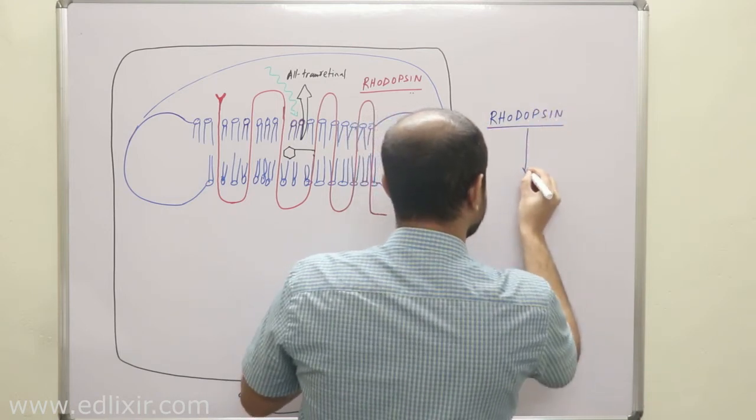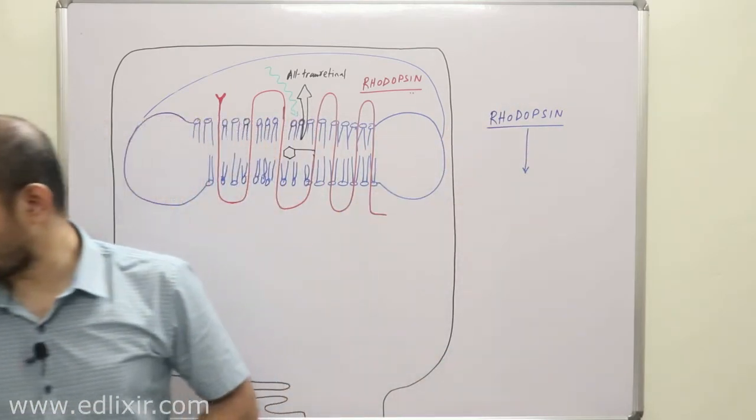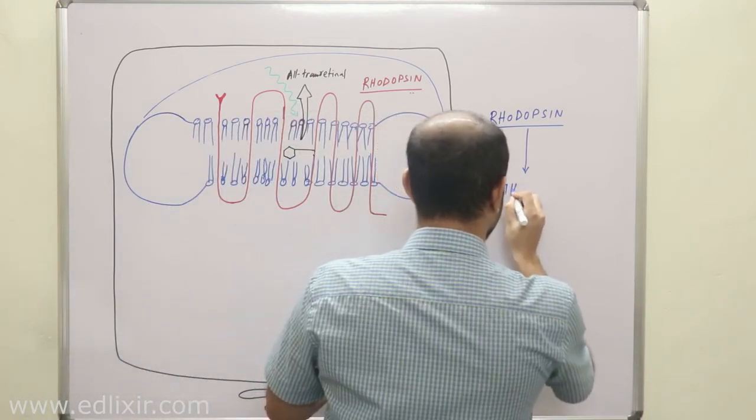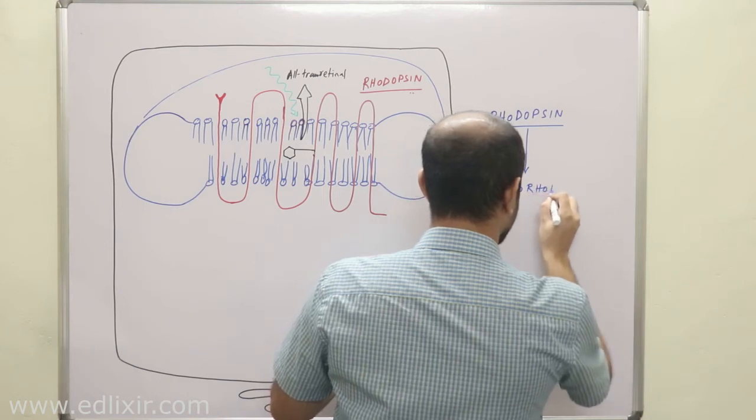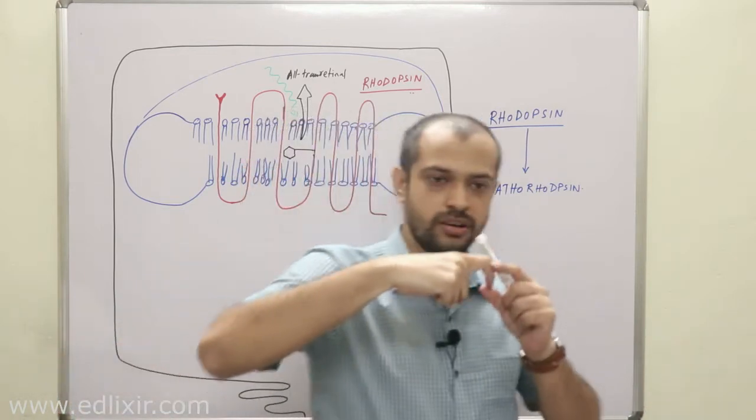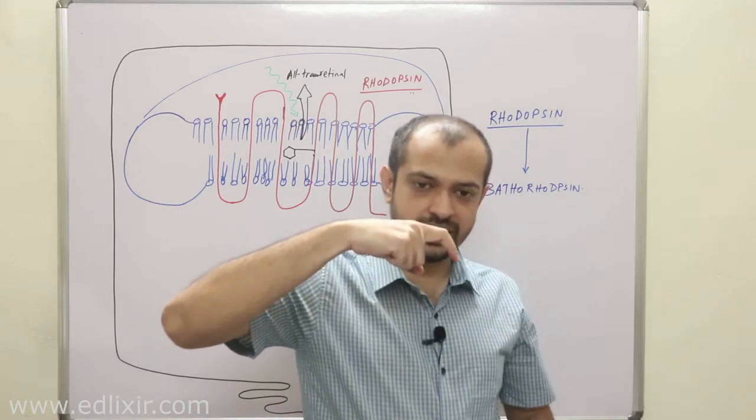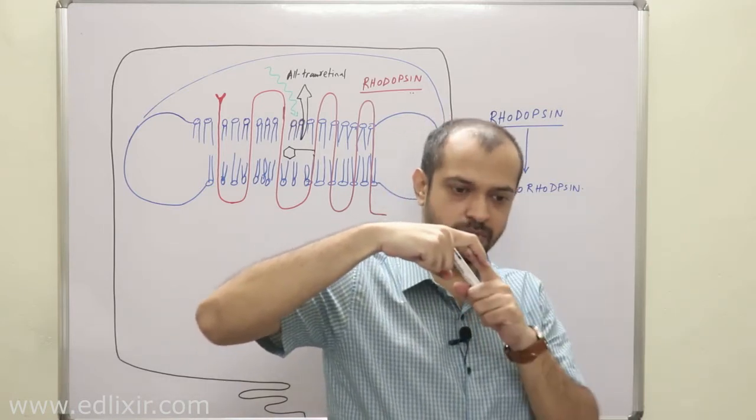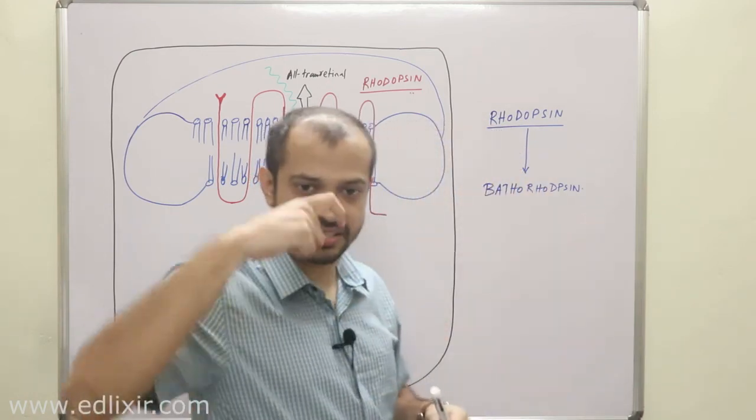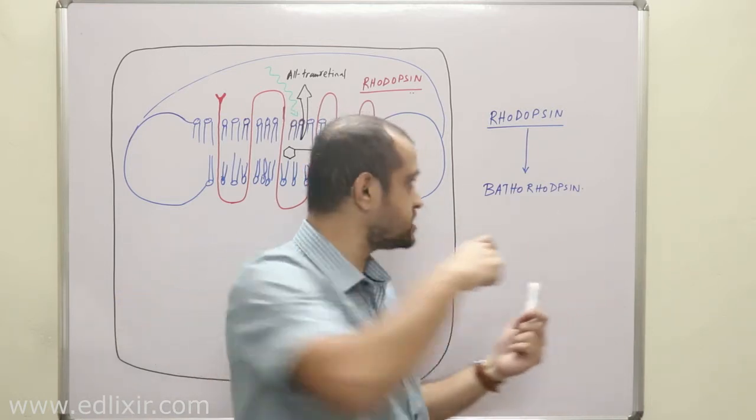Now when the kinking has just started to straighten, this structure is called bathorhodopsin. Clear? That means, suppose this is the original structure of rhodopsin. Due to the falling of light, the kinking has straightened a bit. That means the double bond has been straightened a bit. So this structure, this retinal with opsin, is now called bathorhodopsin.